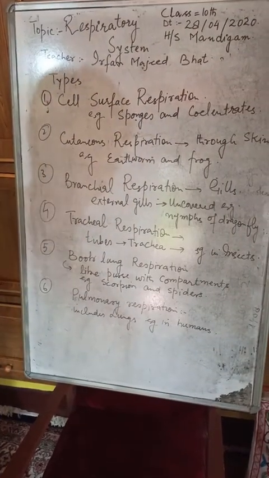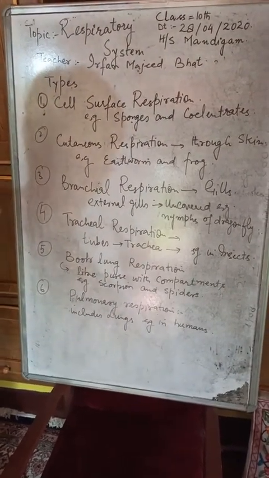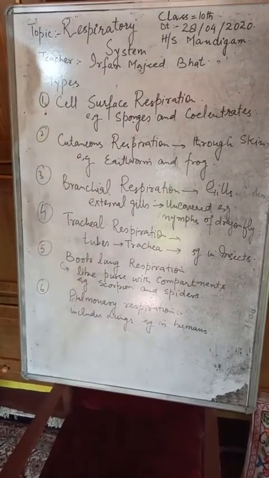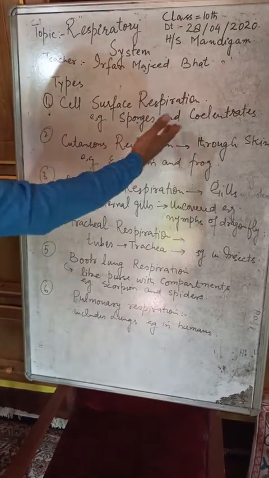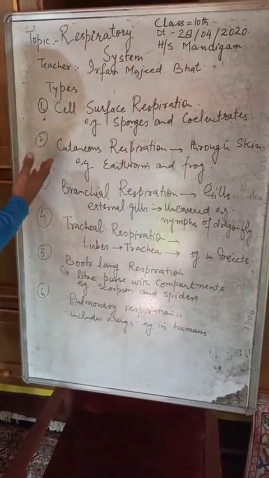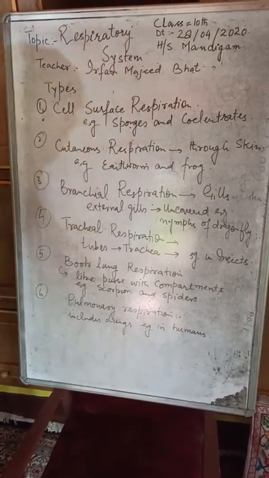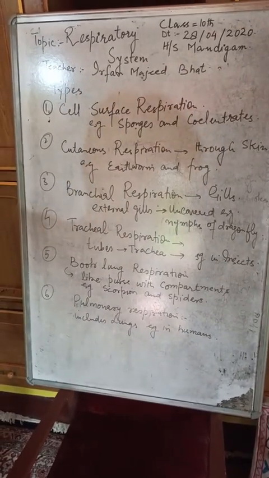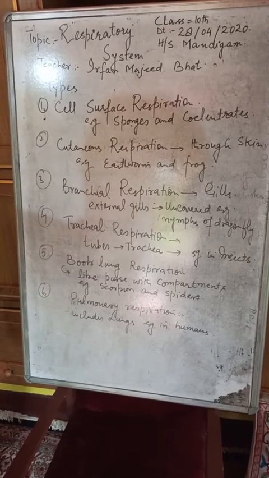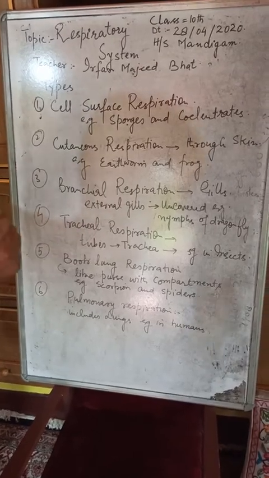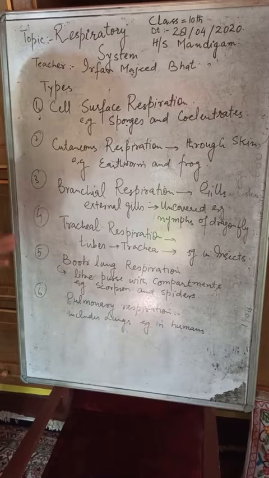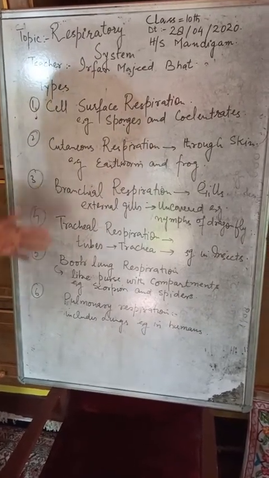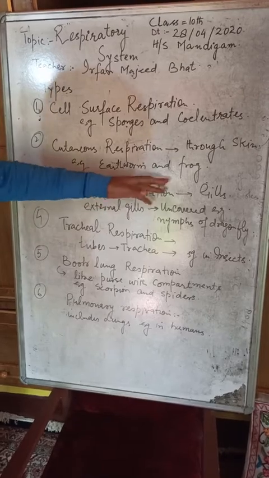For example, we have the cell surface respiration. The respiration takes place by the exchange of gases from the surfaces of the cells. This type of respiration takes place in sponges and coelenterates. And then we have cutaneous respiration. Here the exchange of gases takes place through the skin. Here the respiratory organ is skin, and the skin of these animals is very moist, and it is very soft also. For example, in earthworms and frog.